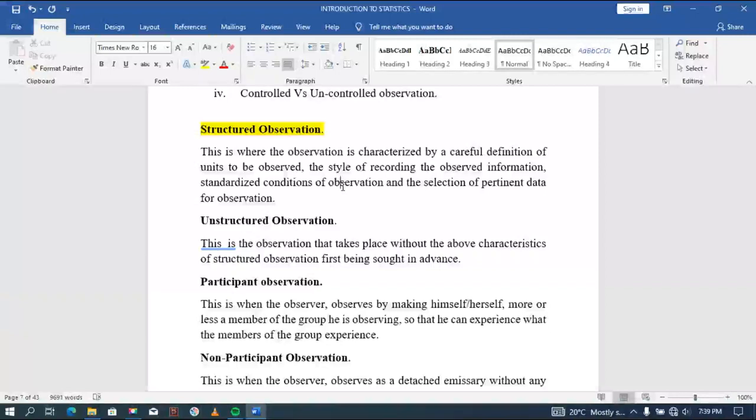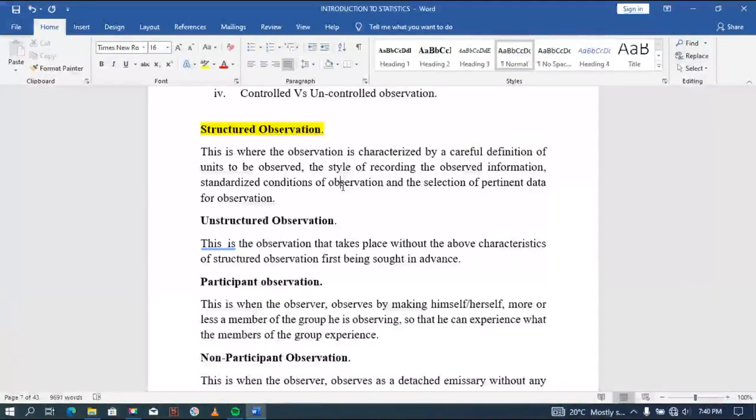This is a form of observation characterized by a careful definition of the units to be observed, basically the characteristics you're interested in, the style of recording the observed information, standardized conditions of observation, and the selection of pertinent data for the observation. Meaning that you must go into the field when you've streamlined what you want to observe specifically from that particular group.